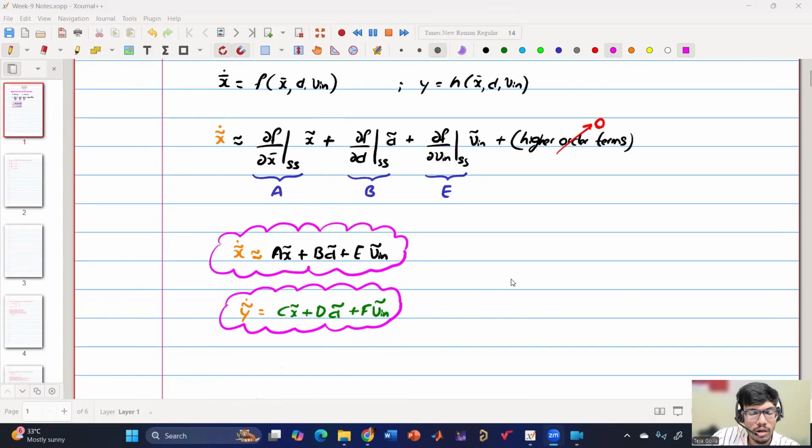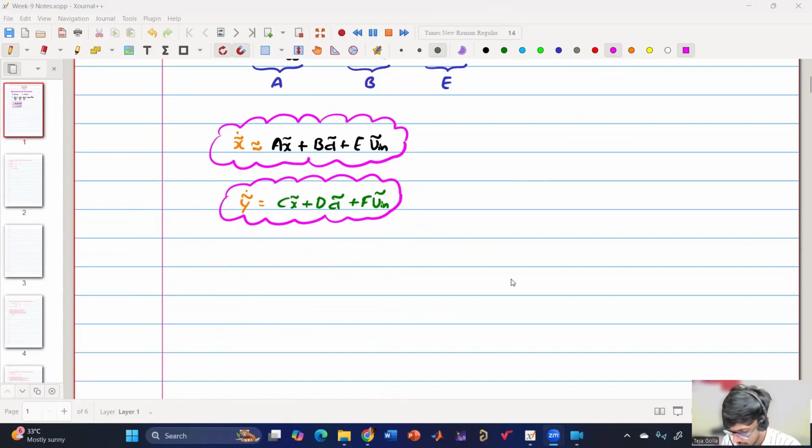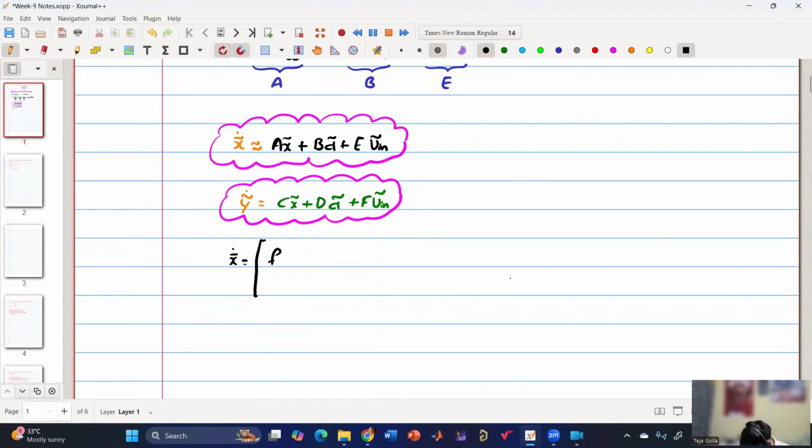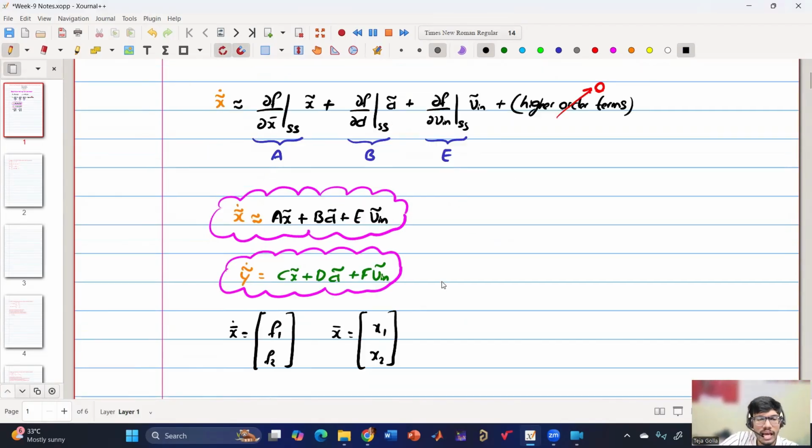Okay. So the x bar dot part, I can write it something like this. I have x bar dot as a vector, say its functions are f1 and f2. We also know the x vector is x1, x2. Similarly, d is a scalar, v is a scalar, h is a scalar, and the rest of the things are scalars.